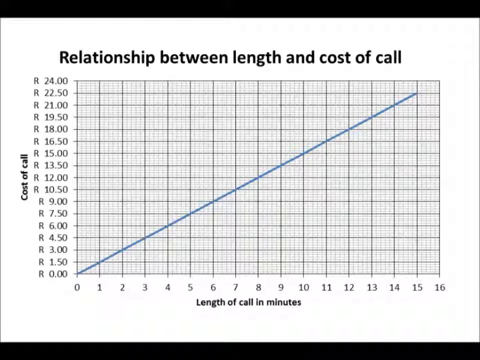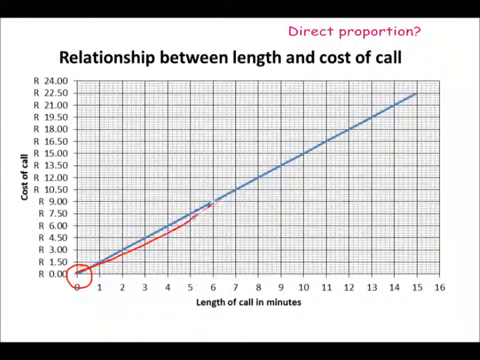What kind of proportion is it? Is there direct proportion? Well, remember, there were two conditions for direct proportion. The first condition, it had to go through 0. The second condition, was it a straight line? Yes, if I took my ruler, you would see that that is a straight line graph. So yes, this is direct proportion.